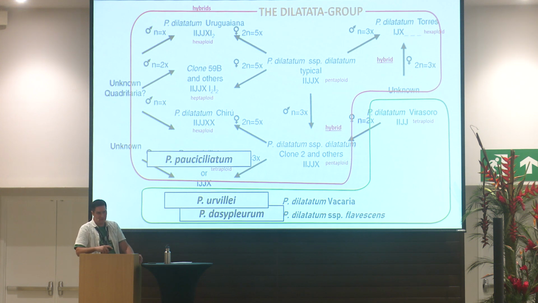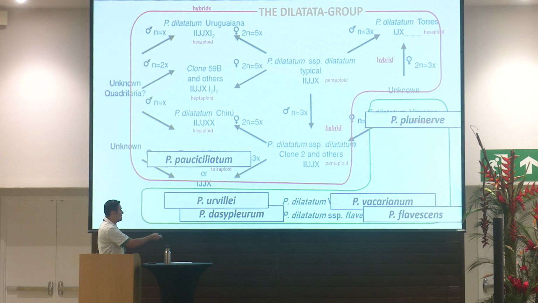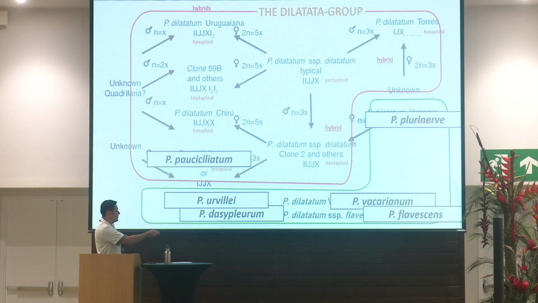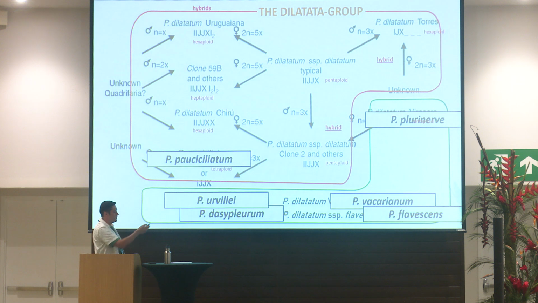What was done with this group? Russell et al. did this. They kept Paspalum pauciciliatum as a tetraploid apomictic species. They kept Paspalum urvillei, Dasypleurum, and also they elevated some of these biotypes or subspecies to the species level. So the sexual ones: the biotype Vacaria was transferred to Paspalum vacarianum, the subspecies Flavescens to Paspalum flavescens, and the biotype Virasoro to Paspalum plurinerve.